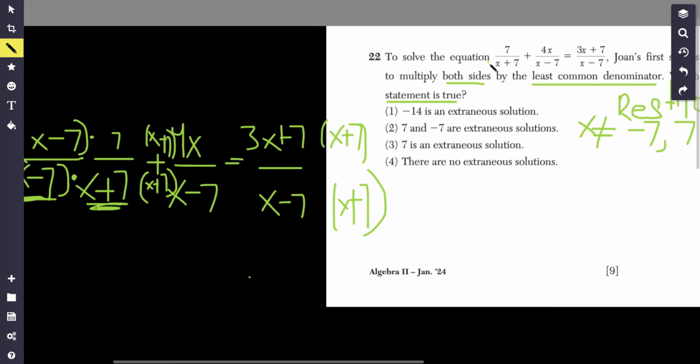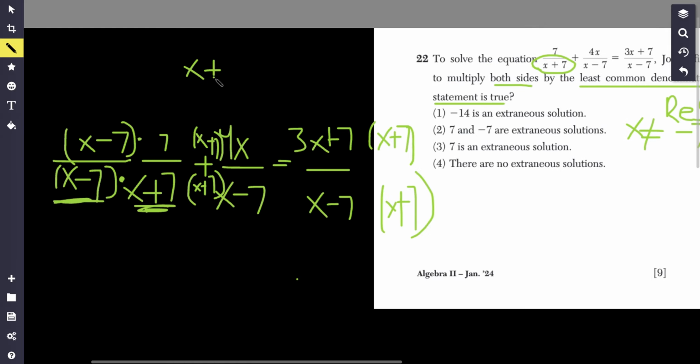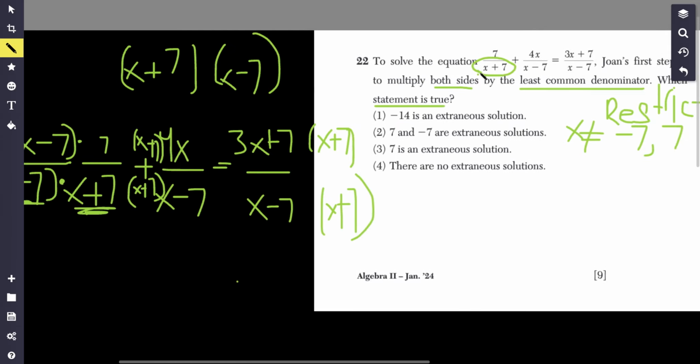So if we want this denominator right over here to look like our common denominator, which is x plus 7 times x minus 7, you have to multiply the top and the bottom of this first part by x minus 7, to get it to the same thing. You would multiply this part of the equation by x plus 7 because that's how you get the common denominator. And you would have to multiply this last part by x plus 7 on the top and the bottom so that you get the common denominator.